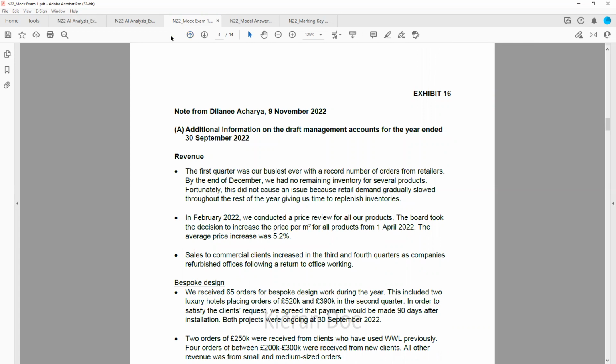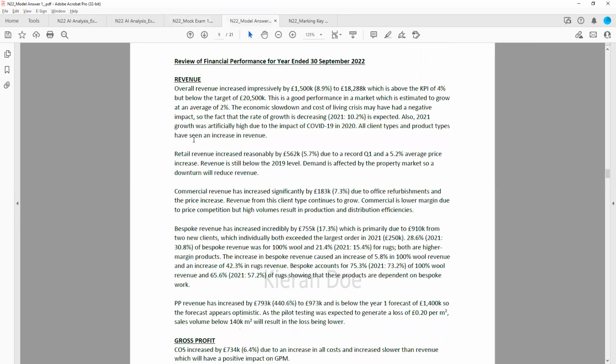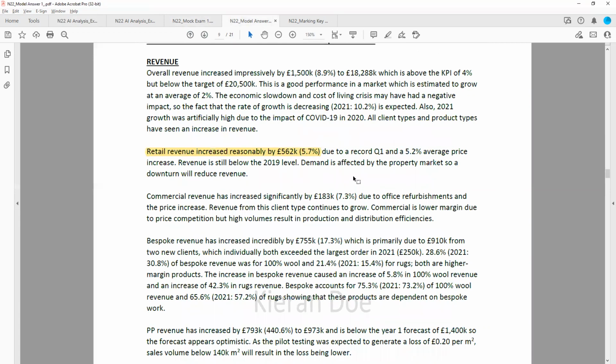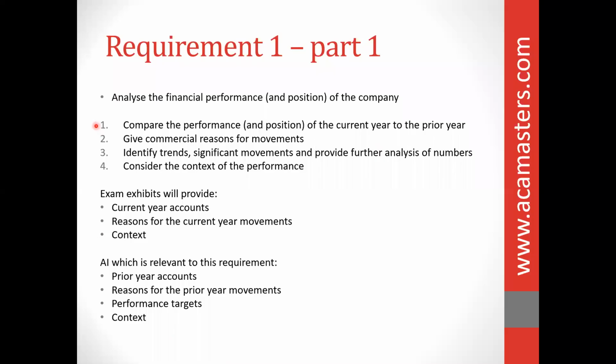So what we need to do in our answer, as I've explained, is we're going to need to give the number, so how much something has changed by, so what has changed and by how much. Then we're going to give the reason why, trying to get this from the exam paper if possible, but if not, we can use a reason from the AI if it's clearly relevant. Then we're trying to have a trend or a significant movement or some sort of further analysis, and then we'll have a context point as well. So you can see we're doing 4 things here for each item.